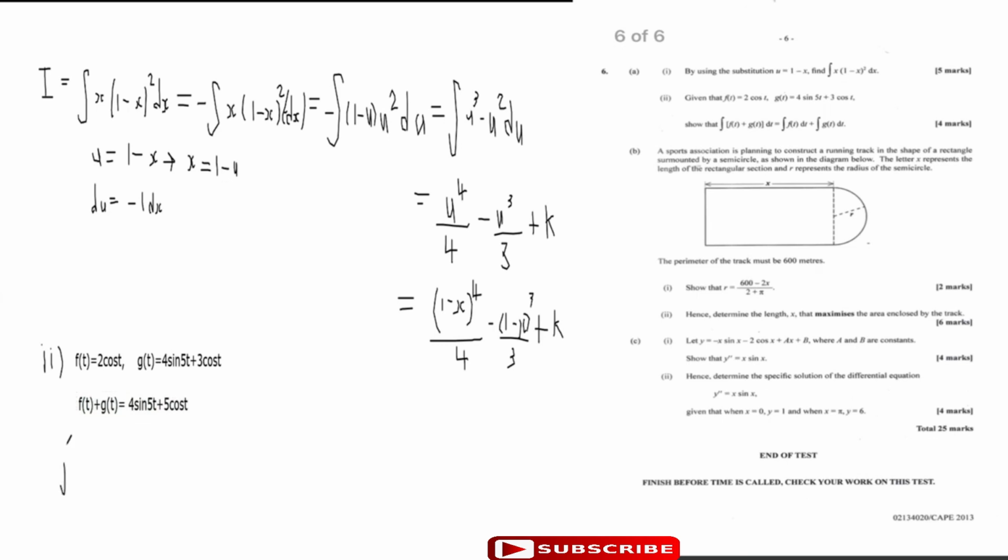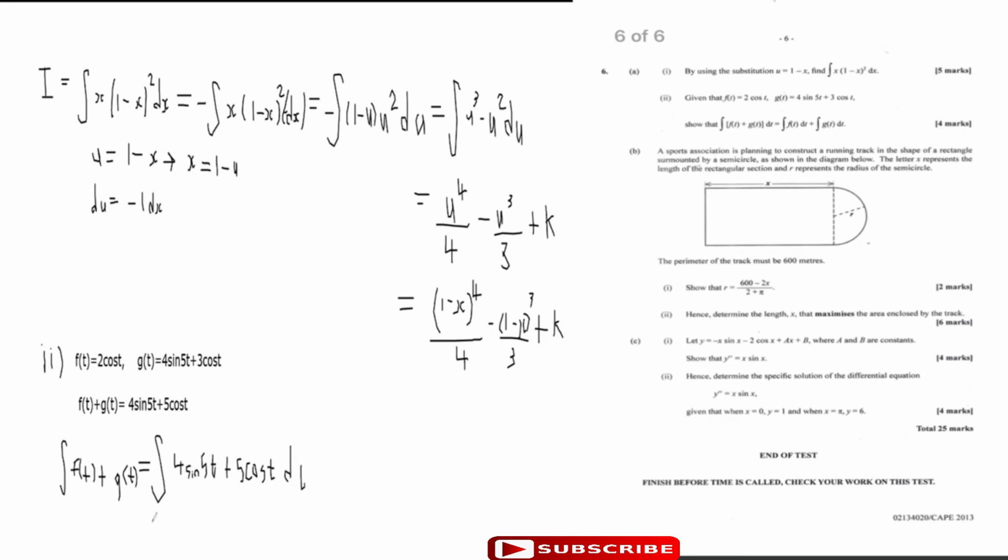And so the integral of f of t plus g of t is just equal to the integral of this. It's equal to the integral of 4 sine 5t plus 5 cos t. I don't know why I always say theta when it is t, and when it is theta, I'm saying t. My bad.